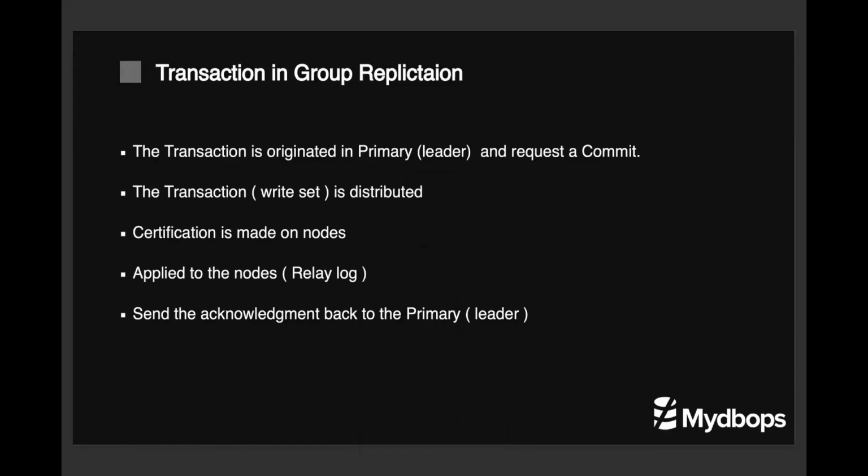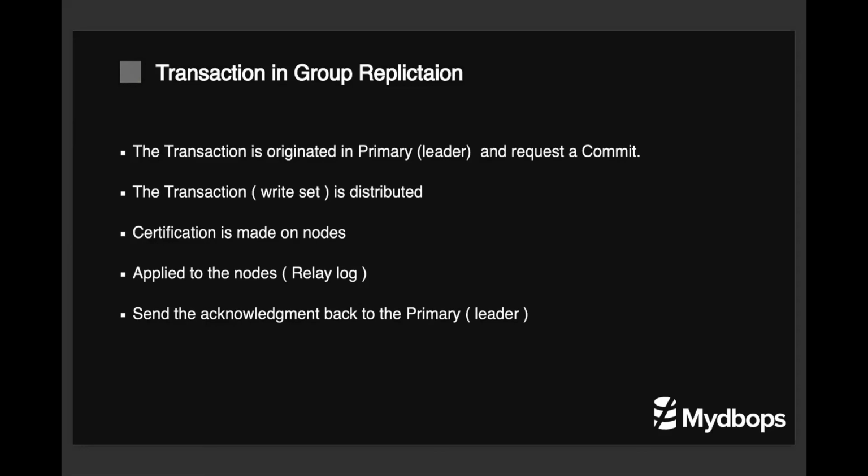We will see that. The transactions originate at the primary, that is the leader, and the leader requests a commit, and then it goes for the write set. The transaction write set is then distributed via GCOM, then the certification is made, and finally they are applied based on the voting. If there is an even number of nodes, then the voting and the writes can fail.